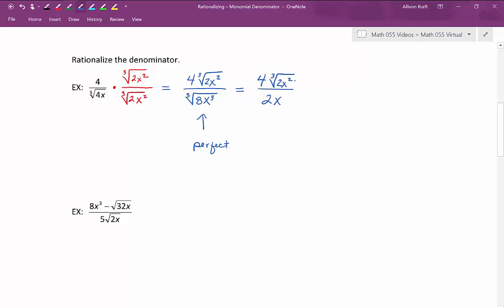Before we can be done, we want to look and see if we can simplify the fraction overall. Is there anything both on the outside that can be simplified? And yes, there is. 4 and 2 are both divisible by 2. We simplify and end up with a final answer of 2 times the cube root of 2x squared over x.